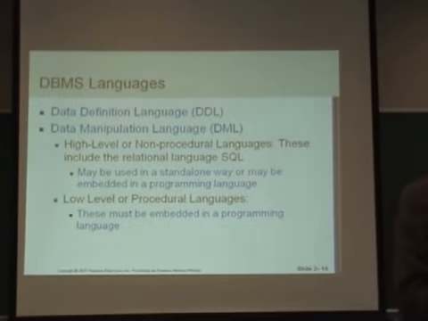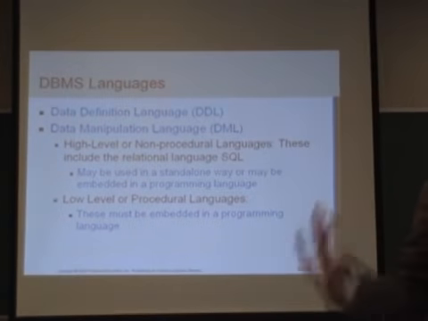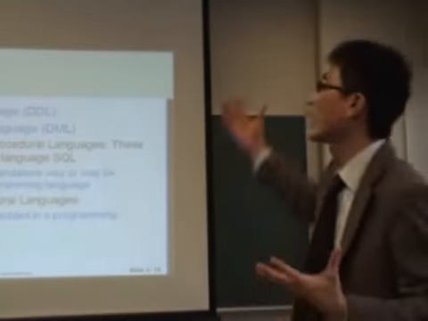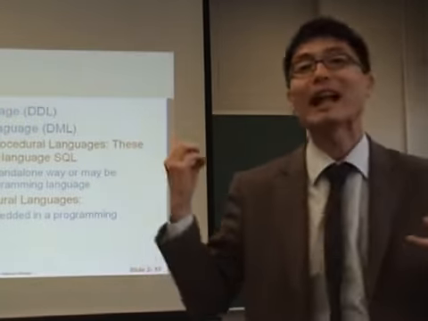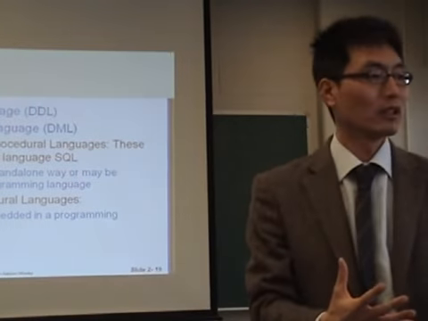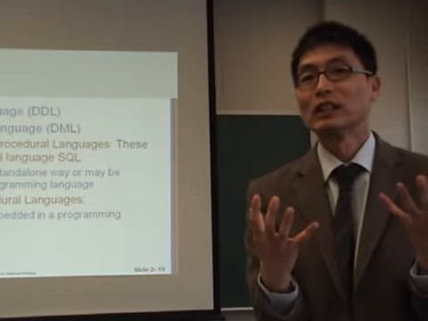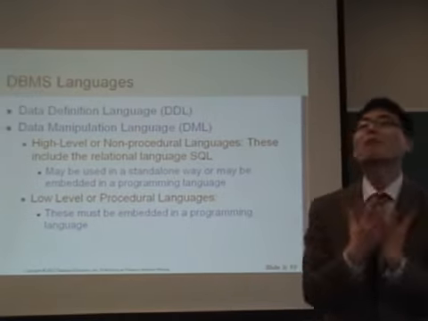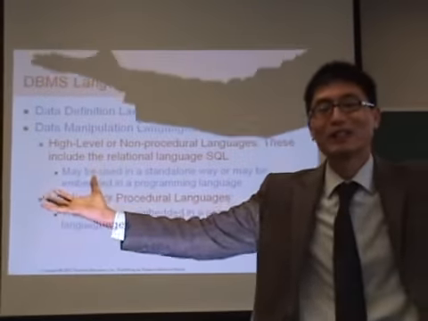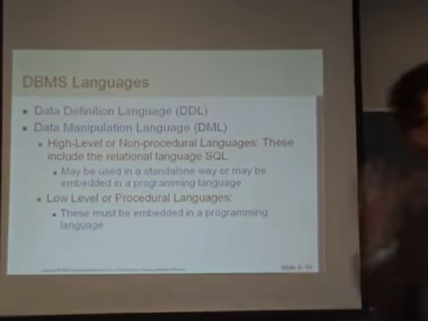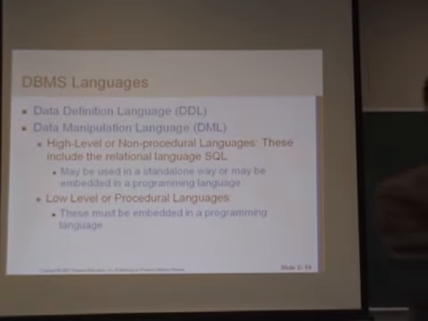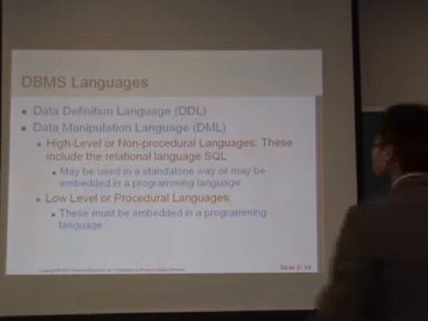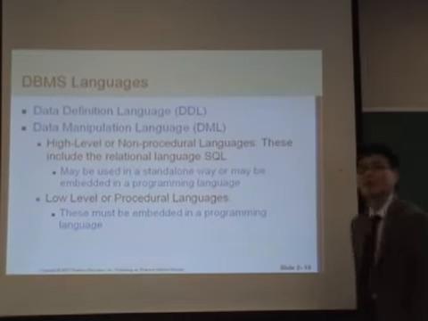Data definition language is like when you build a house, you need tools. Hammer and nails and whatever, those are called data definition language. In other words, using that language, you can create the database. Data manipulation language, on the other hand, is like after you build an apartment, you need to find someone who lives in that apartment. You can insert the data, modify the data, delete the data, read and retrieve the data. Those can be done by data manipulation language.